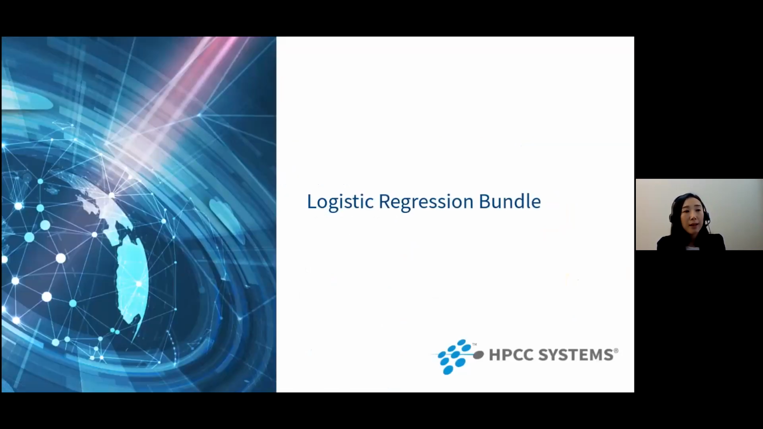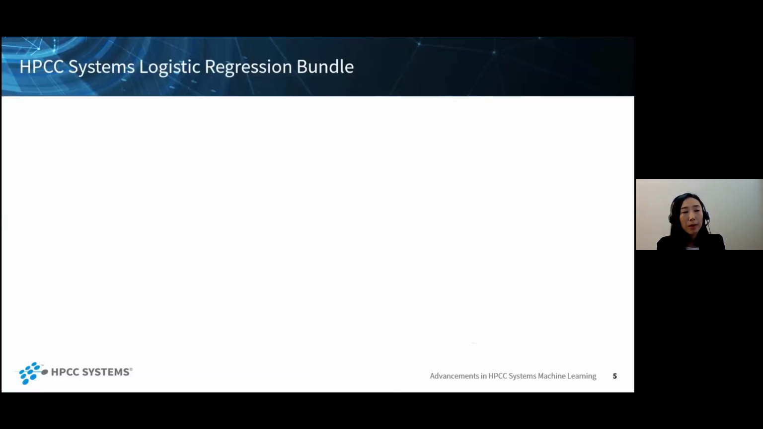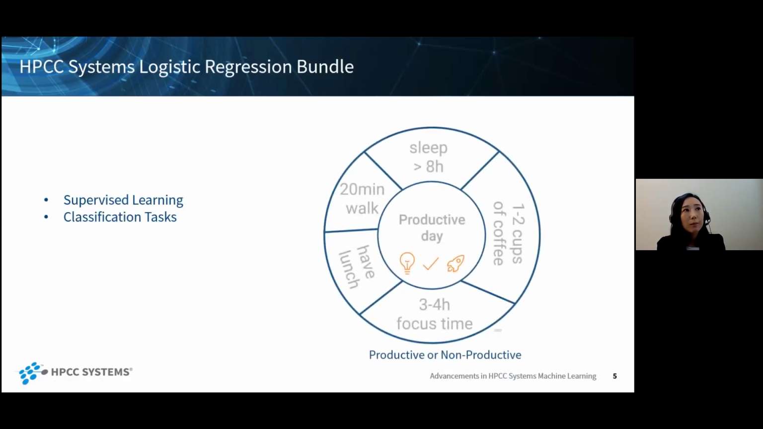The first advancement is the logistic regression bundle. If you are from a machine learning background, you may know that it's a commonly used, go-to classification bundle used for supervised learning. One example here is when we are using a smartphone or smartwatch. We have the data for the user's daily activities: how many hours he sleeps, the coffee intake, and focus time for study or learning every day. Whether he has workouts or eats lunch.